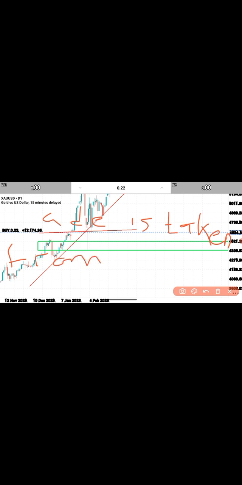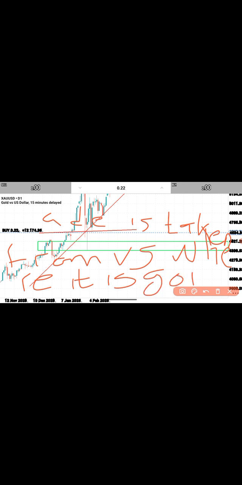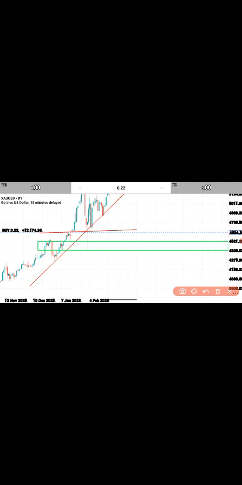The difference of where a trade is taken from versus where it is going to. So that is pips for you.